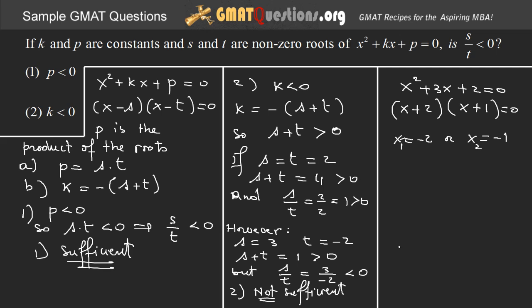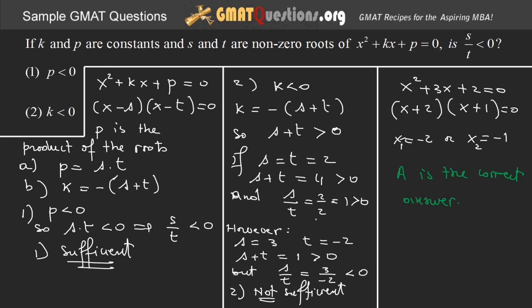So in data sufficiency terms, the correct answer is A. Statement 1 sufficient, statement 2 not sufficient. The answer is A. Let's write that down. A is the correct answer.